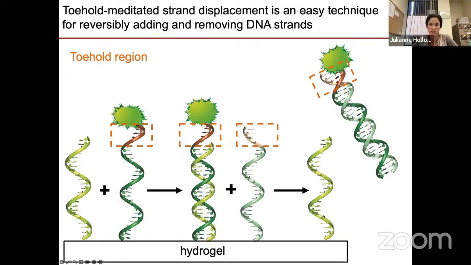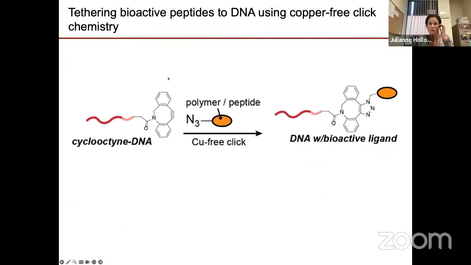And then the surface strand itself is regenerated onto the surface. So this process is repeatable. So you can add in fresh biomolecule strand and go through this process as often as you would like. In order to add the peptide onto the DNA, this is quite easy as well. We tethered these peptides using copper-free click chemistry.